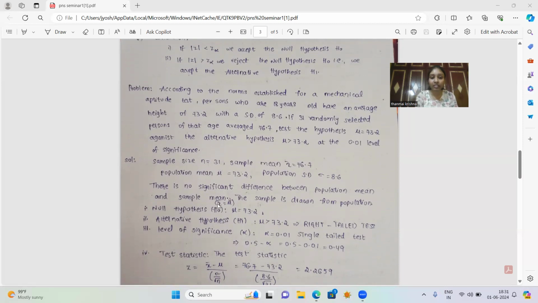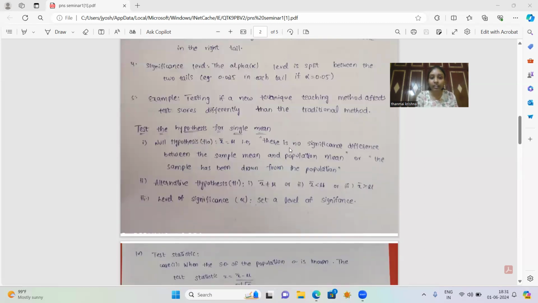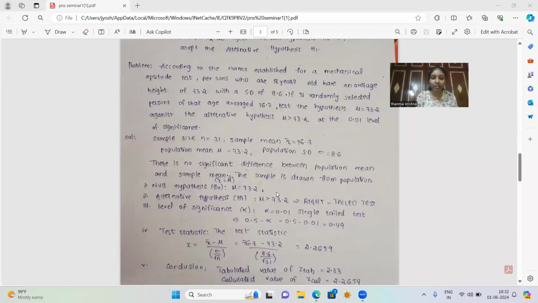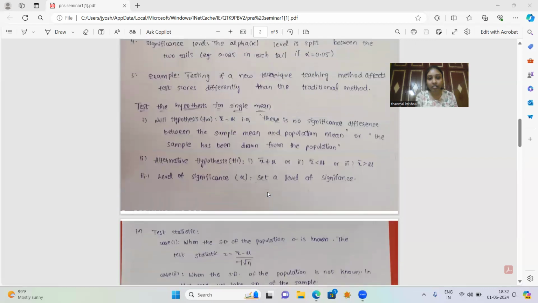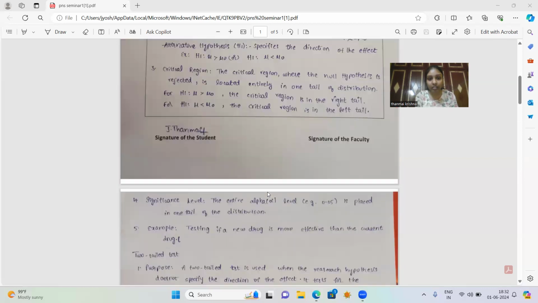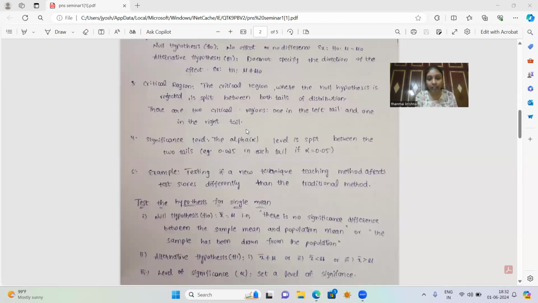So the first step is the null hypothesis H naught, which means mu equal to 73.2. As I told, we need to check whether there is no significant difference between the sample mean and population mean, or whether the sample has been drawn from the population. So from this, we know that there is no significant difference between population mean and sample mean. So the sample is drawn from the population. Next, alternate hypothesis H1. We know mu is greater than 73.2, which means it is a right tail test.